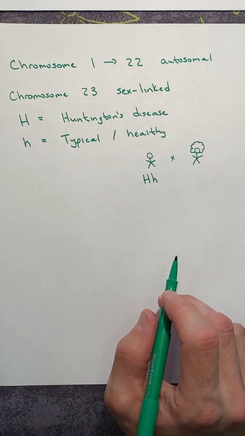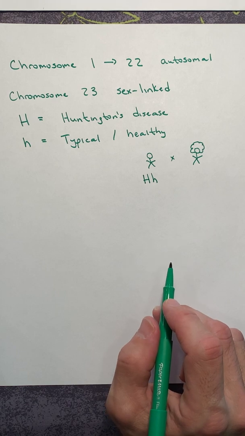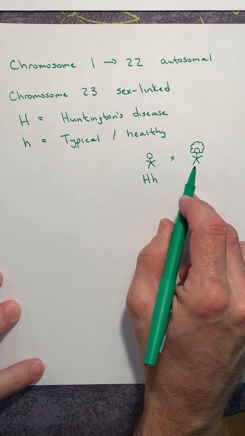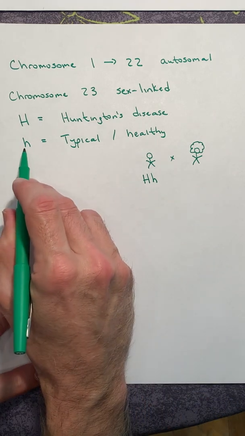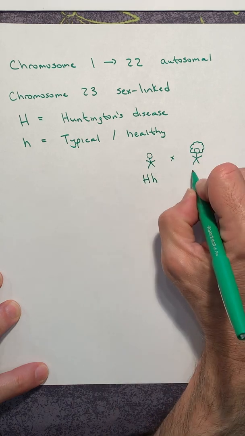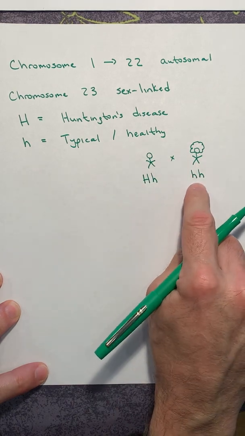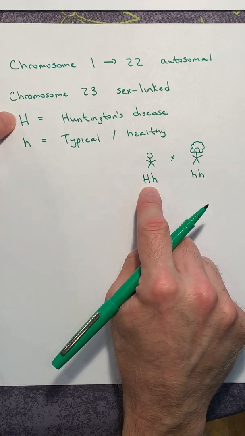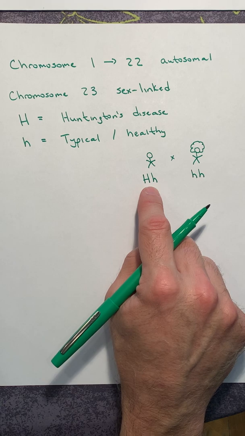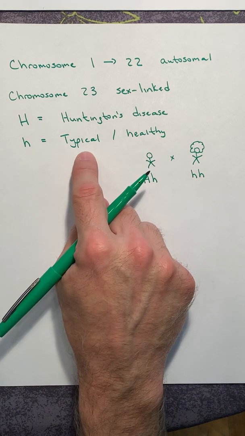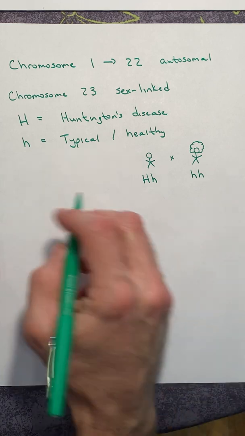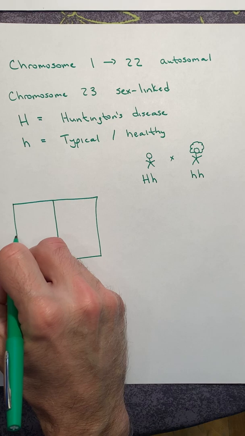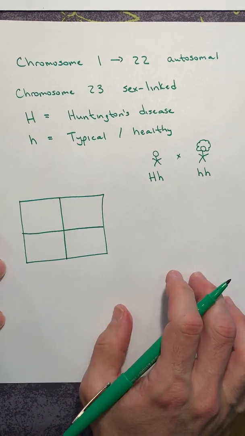Then the problem says, with a typical individual. So she's typical. If she's typical, she would be little h, little h. And he, because he carries and expresses the big H, is going to suffer from Huntington's. So, step 1, read the problem. Step 2, define your alleles. Step 3, set up your cross. Now, step 4, you lay out your Punnett square. So there's your Punnett square for this couple.